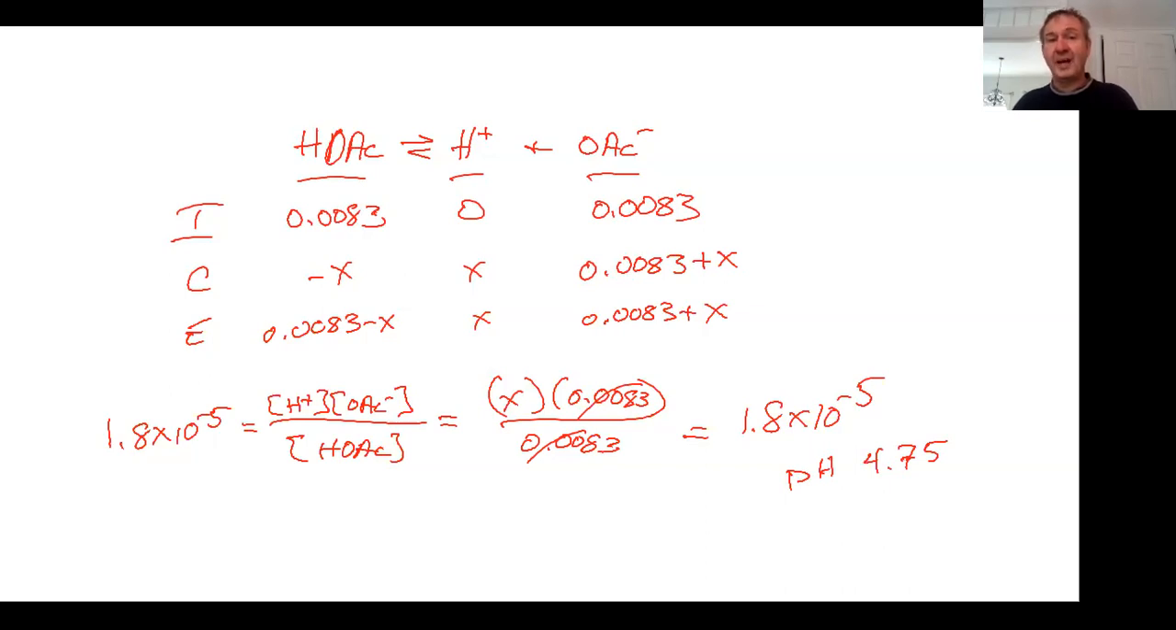If you were to add some protons to this, the acetate would adjust to that. You would create more acetic acid, and you would keep the pH basically the same. You've heard this before, the idea of a buffer. So let's do an example.